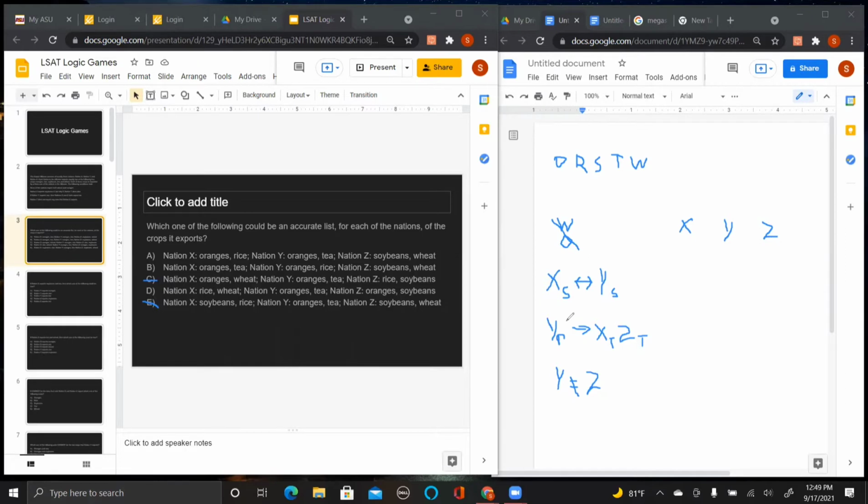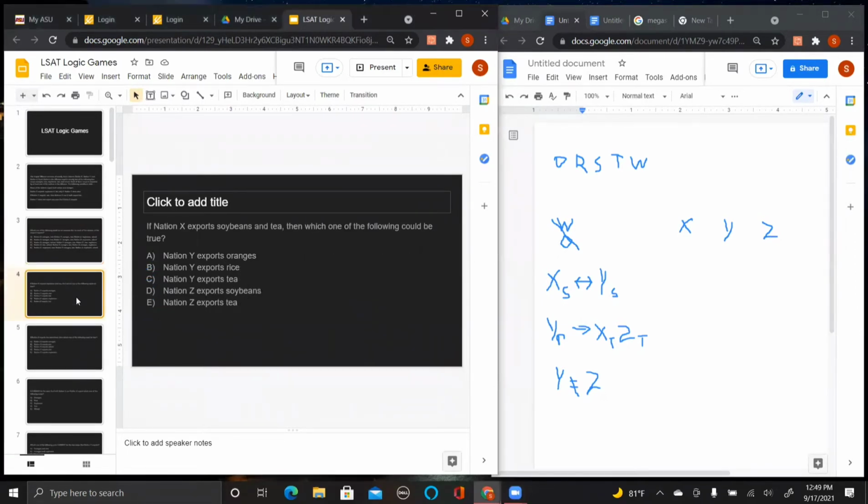What breaks rule number 3? If Y has rice, X and Z both have T. We need to look for something where Y has rice. This one, yep. B, Y has rice, but Z does not have T. And then last but not least, Y is not in Z. Which one of these has Y and Z with something in common? D, Y has oranges, and Z also has oranges. So that is wrong, and A is our answer. Easy enough, right? All right, let's erase this and go to the next one.